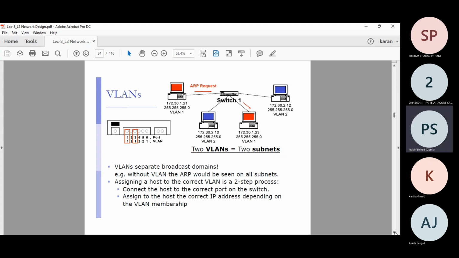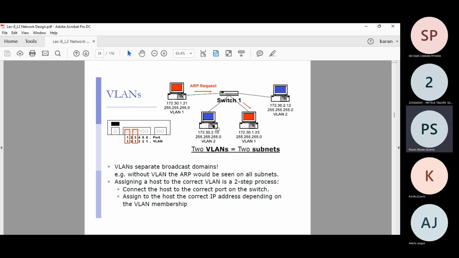VLANs separate broadcast domains. For example, without VLAN, the ARP would be seen on all subnets. Assigning a host to the correct VLAN is a two-step process: connect the host to the correct port on the switch, and assign to the host the correct IP address depending on the VLAN membership. Okay, so see the ARP request in switch 1. This IP address and this MAC address, with port number 3 and port number 1. So that is the communication.